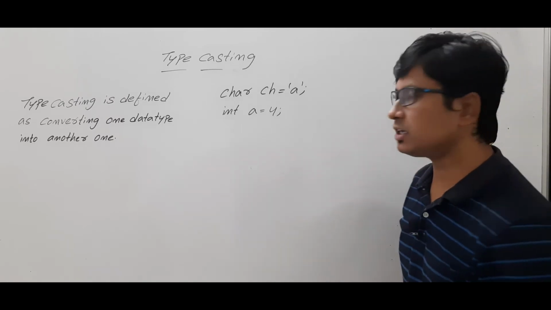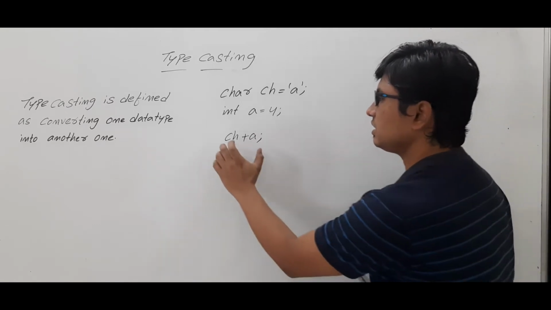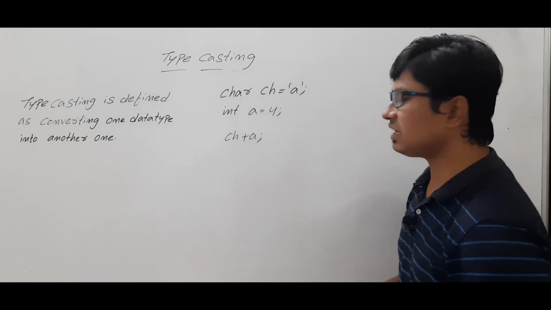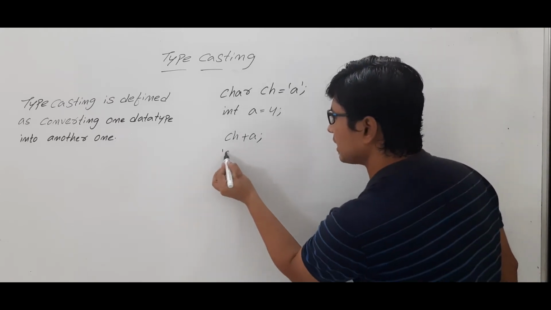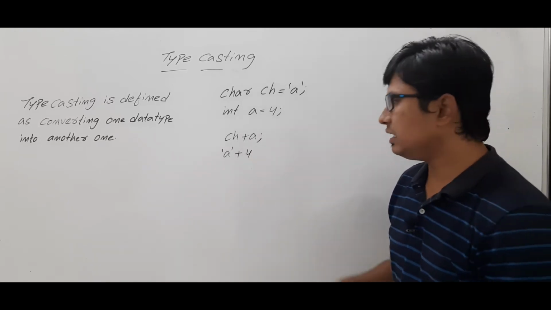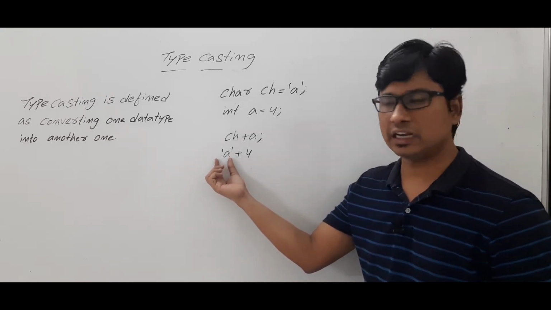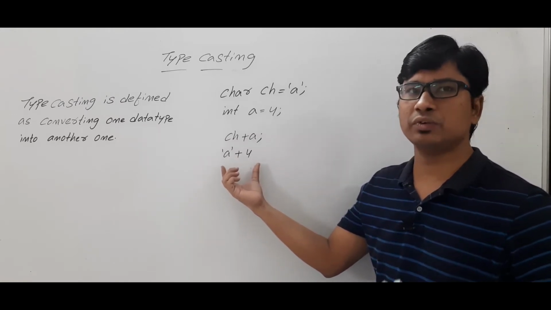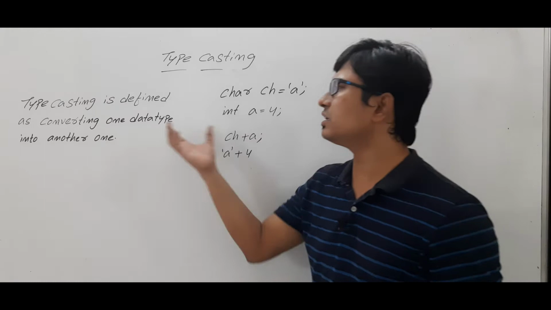Now if I write a statement called ch plus a, look at this one. ch is a character type variable and a is an integer. If I write like this, it means that I am asking to perform the addition of a character 'a' and a constant 4. Then what will happen? Then the type conversion is required. Am I right or wrong? Because this is one data type and this is another data type. So if you are performing an arithmetic operation between two different data types, then we need a type conversion. So that is the need for a type conversion.